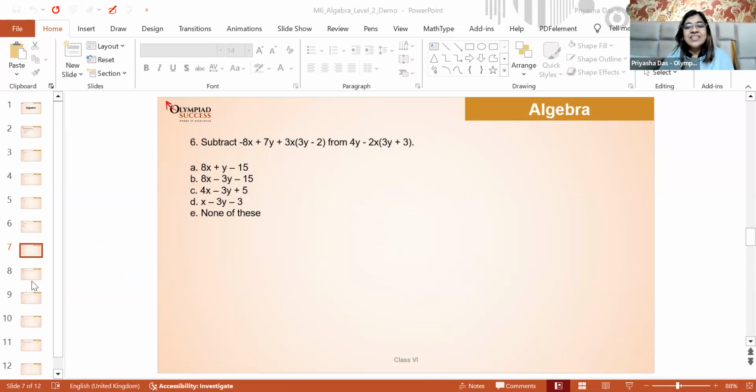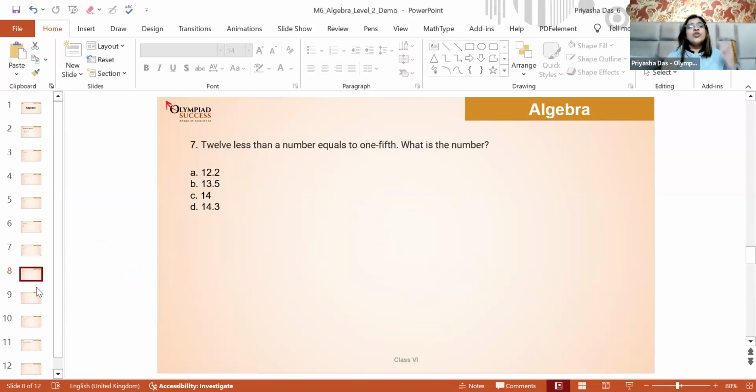Everyone, the second last question for the day. 12 less than a number equals to 1/5. So what is the number? This is actually a very good question to end the class with, a very nice one to end the class with.